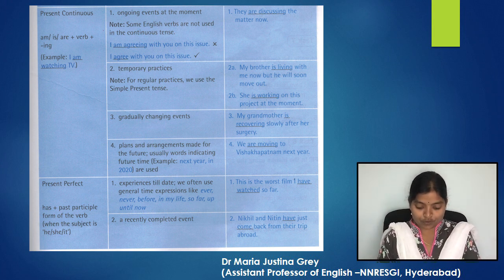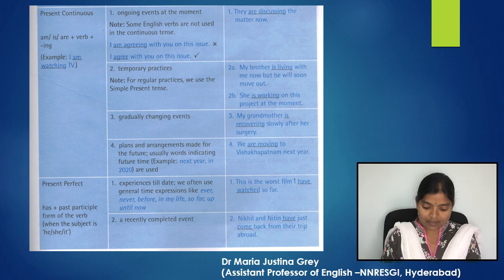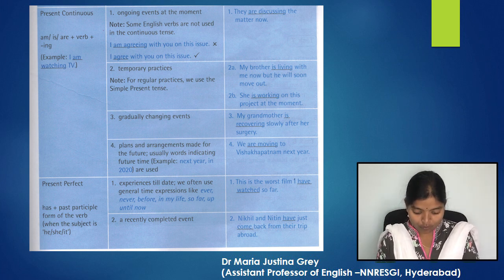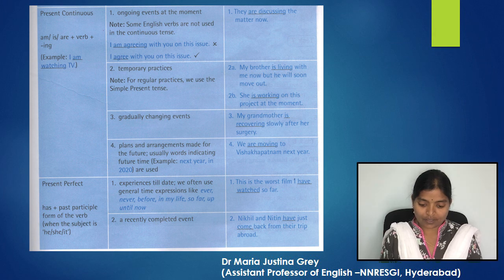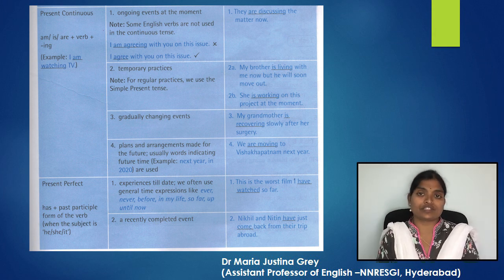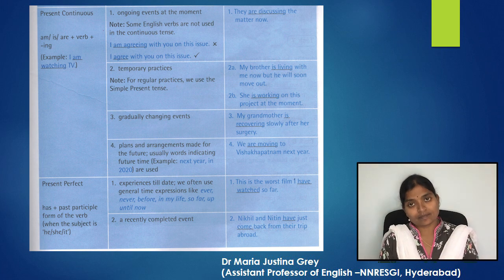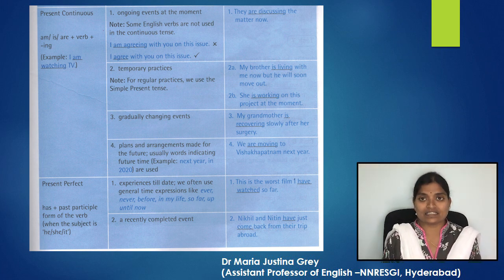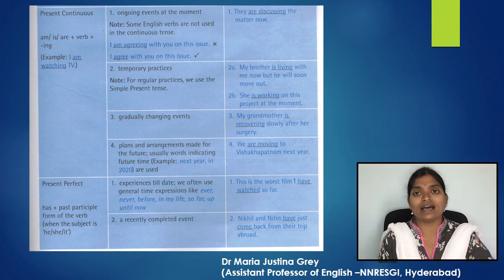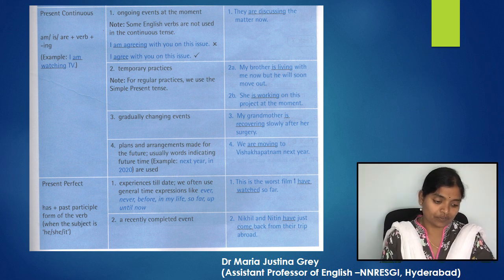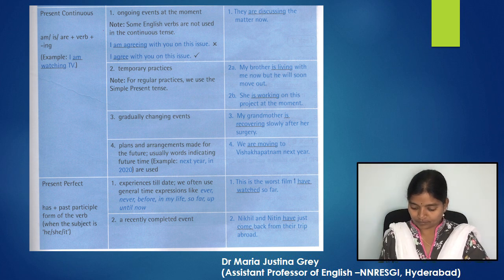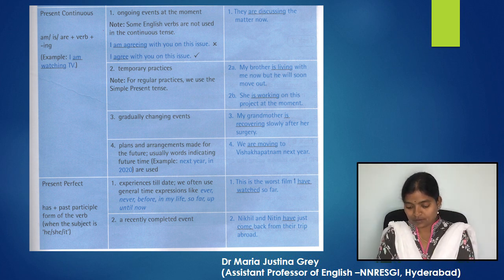For present perfect, we use has or have plus past participle form of the verb. Okay? If it is third person singular, that is if it is he, she or it, then the verb is has, plus past participle. For all the others, it is have plus past participle form of the verb.